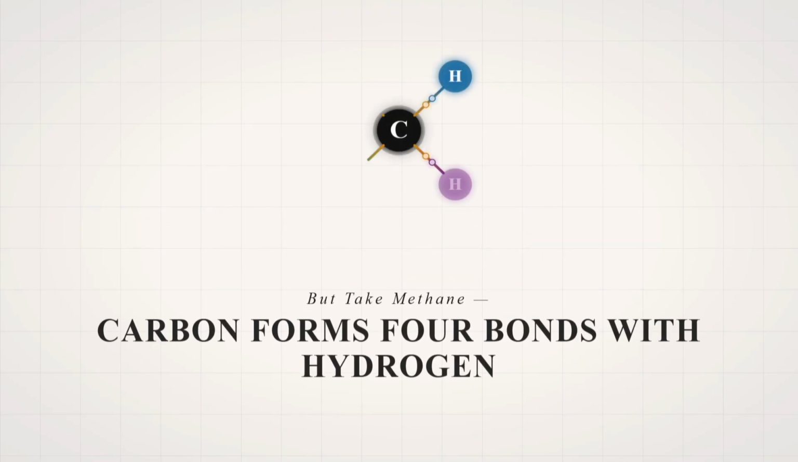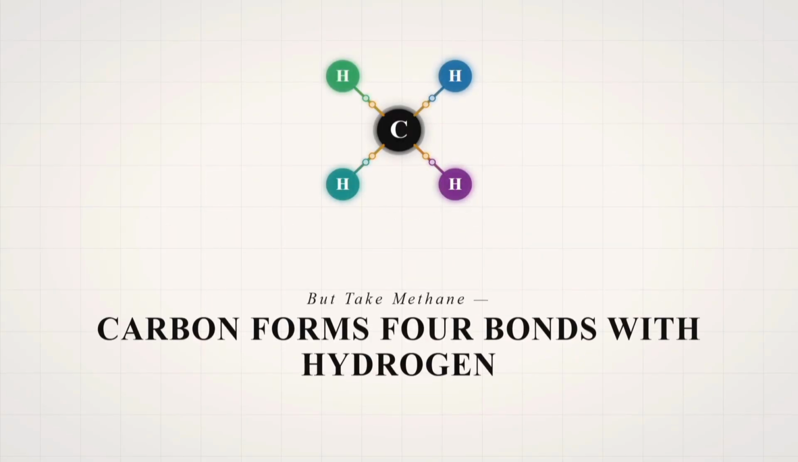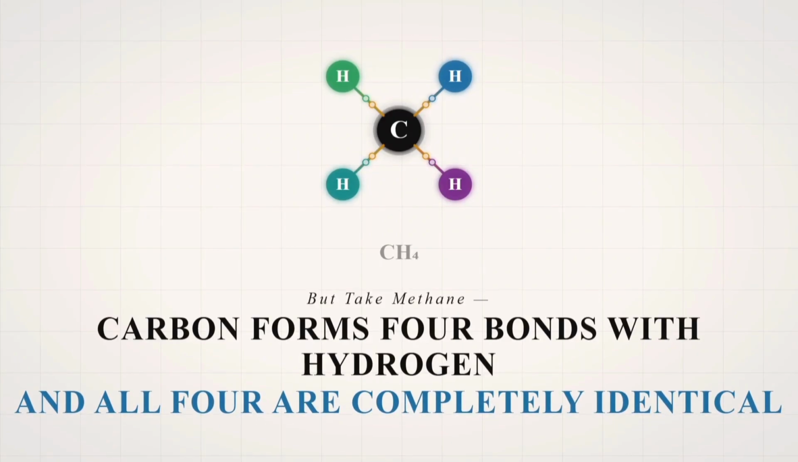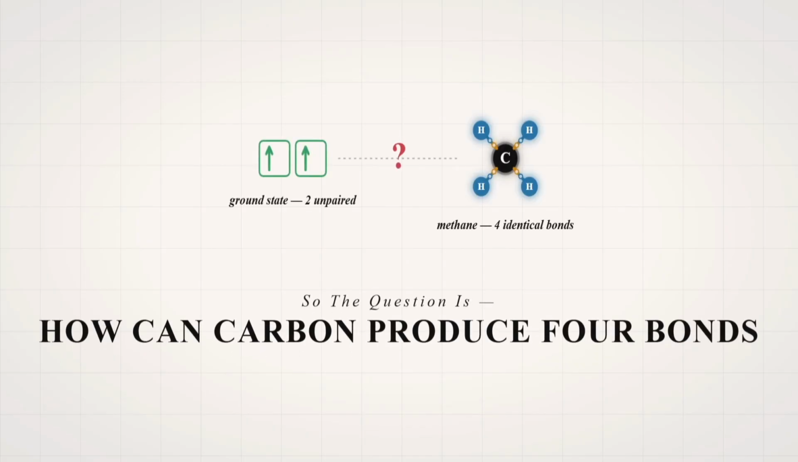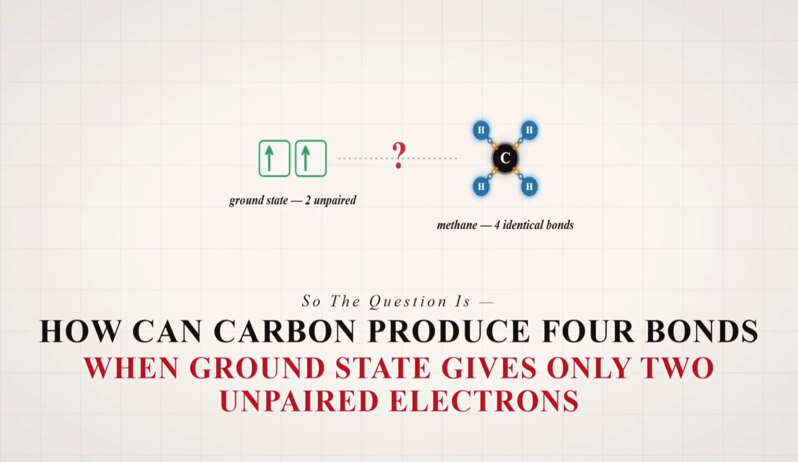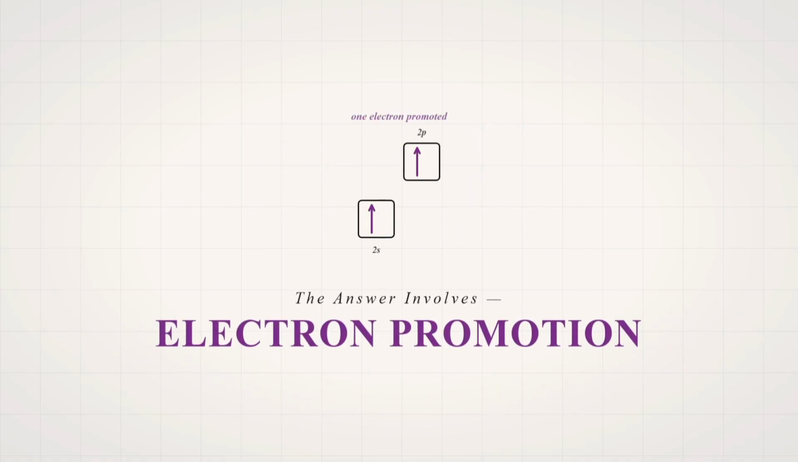But take methane, CH4. Carbon forms 4 bonds with hydrogen, and all 4 are completely identical. So how can carbon produce 4 bonds when its ground state arrangement seems to provide only 2 unpaired electrons? The answer involves electron promotion.